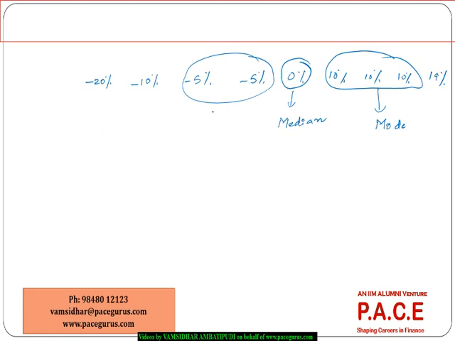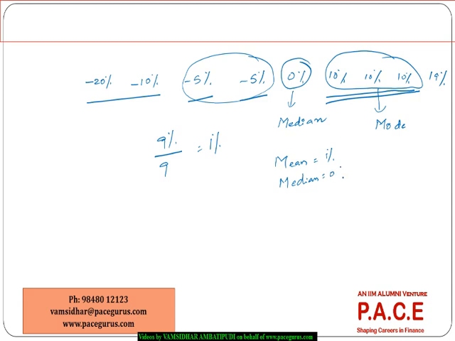These two are easily observable and easily computable. But when it comes to the mean, I have to add up all of them: -30, -35, -40, plus 30, minus 10, plus 19. 9% is the total. Divide by the number of values, which is 9. So the mean comes out to 1%. So I have a scenario where the mean is 1%, the median is 0%, and the mode is 10%. These are the different calculations that we are doing on a sample of data.